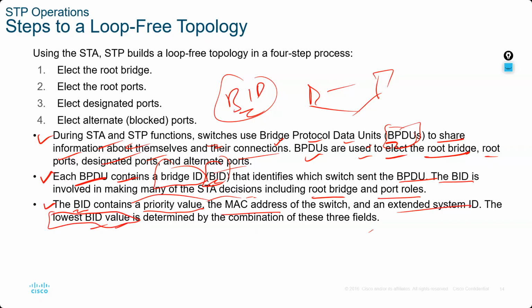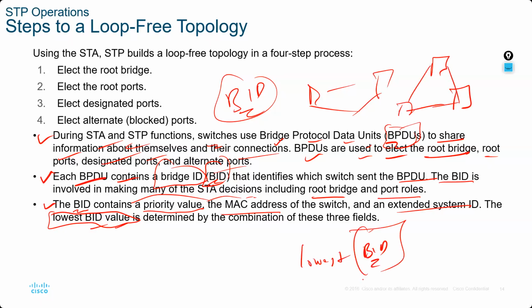Where am I going to? I said they will always carry out an election. And somebody is going to win that election. Guess what? The person that will always win this election is the person with the lowest BID. So how do you identify the lowest BID? We said the switch that has the lowest bridge ID, which is a combination of priority value, MAC address, and extended system ID, will win the election. Is this fair? How? Let's find out.